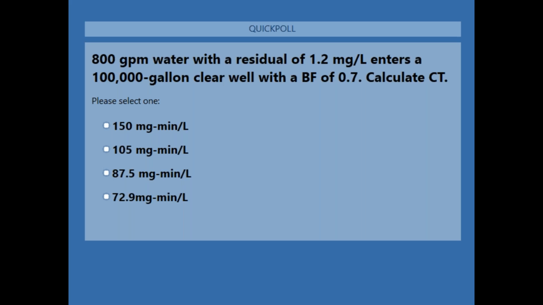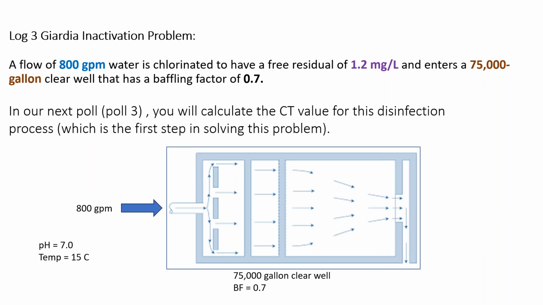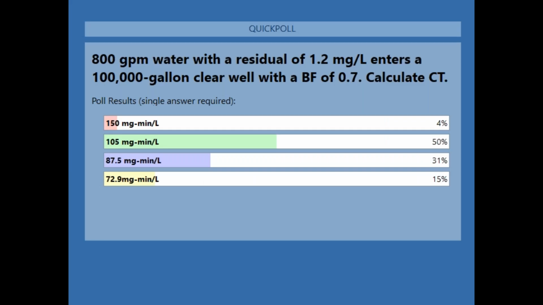Okay. So now we've had an extra amount of time with it. I'm going to close it up and we can review what people have chosen. Based off of this question, I'm assuming 4% of people said 150 milligram minutes per liter, 50% said 105, 31% said 87.5, and then 15% said 72.9. Okay, great. And let me just talk through this here.